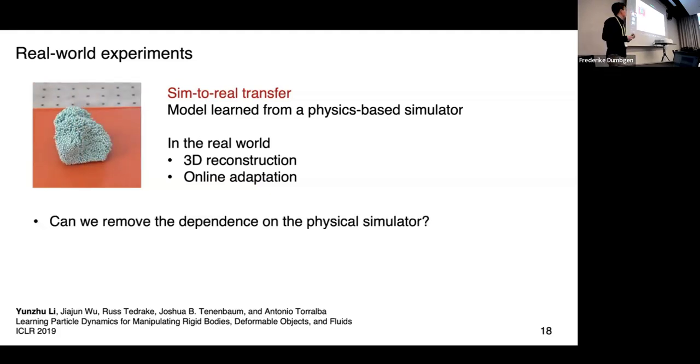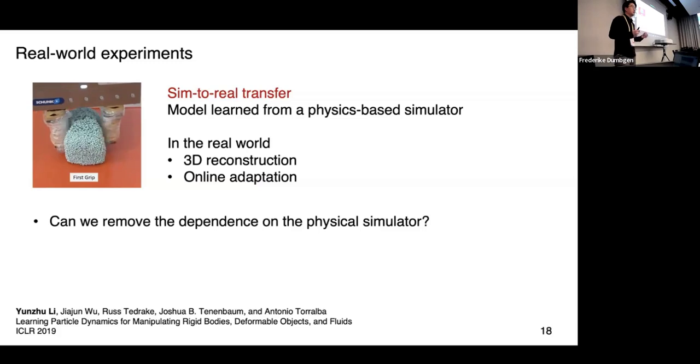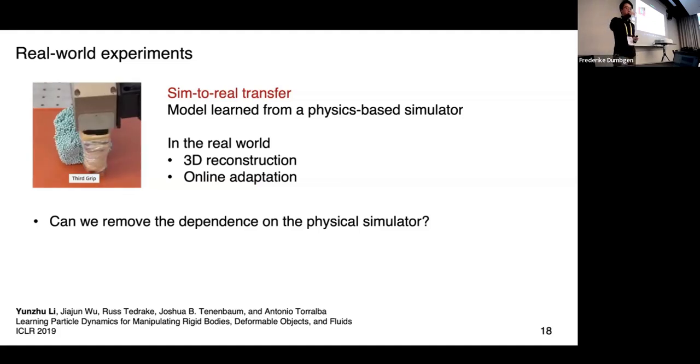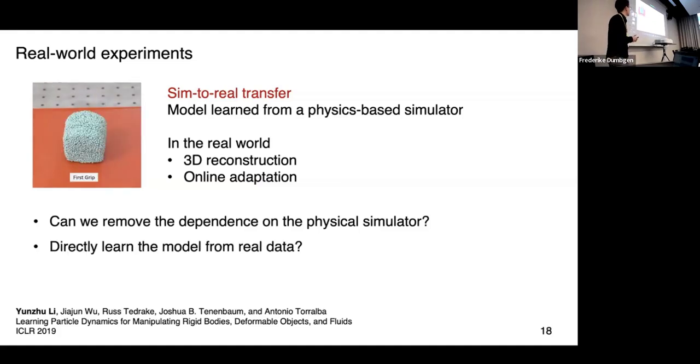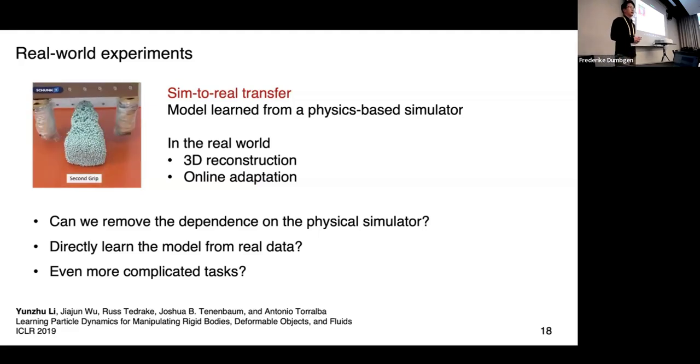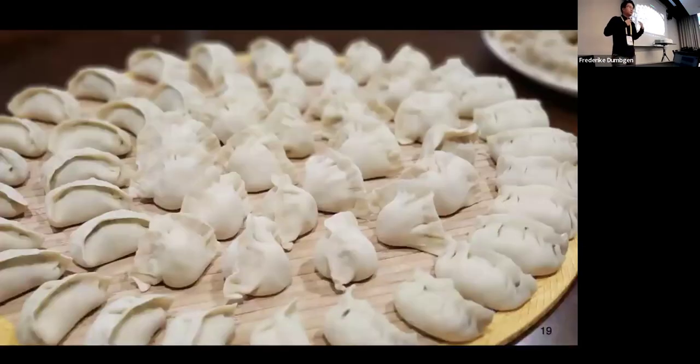But we don't have a physics-based simulator that can simulate everything around us. So we are asking the question, can we remove the dependency on the physics-based simulators and directly learn the model from real-world data, ideally for much more complicated tasks? Since we are already working on elastoplastic objects, we are thinking about why not push it all the way to a very complicated task, which is trying to make a dumpling.